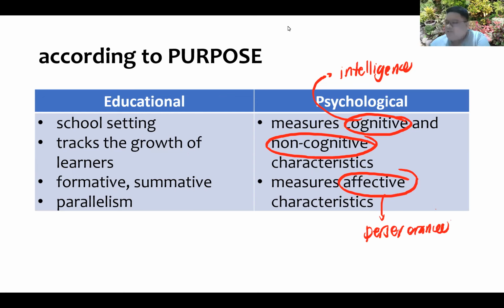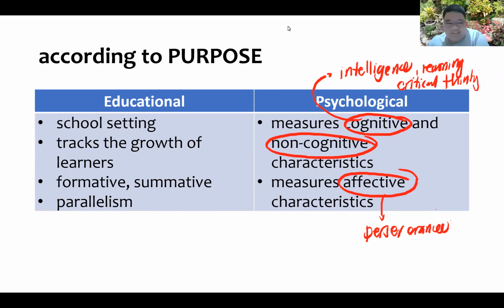Sige, reasoning could also be cognitive, okay? Reasoning, okay? Knowledge is there. Somebody has mentioned critical thinking. Okay, those are examples, guys, of cognitive characteristics, okay?